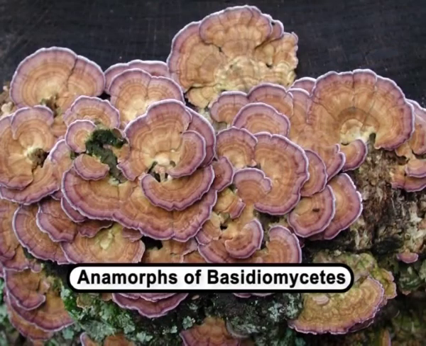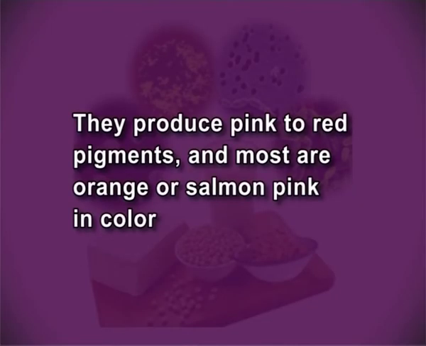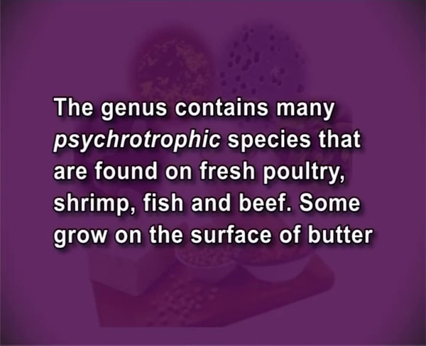Rhodotorula. These yeasts are anamorphs of Basidiomycetes. They produce pink to red pigments, and most are orange or salmon pink in color. The genus contains many psychrotrophic species that are found on fresh poultry, shrimp, fish and beef. Some grow on the surface of butter.